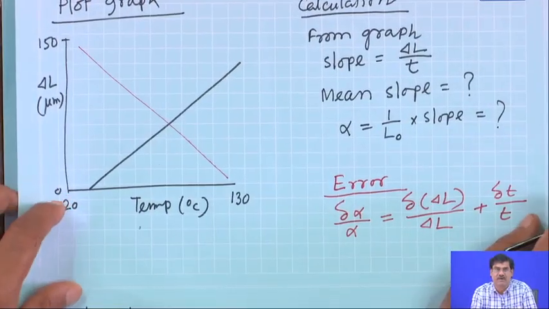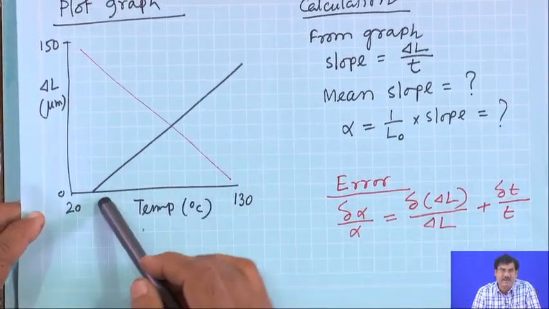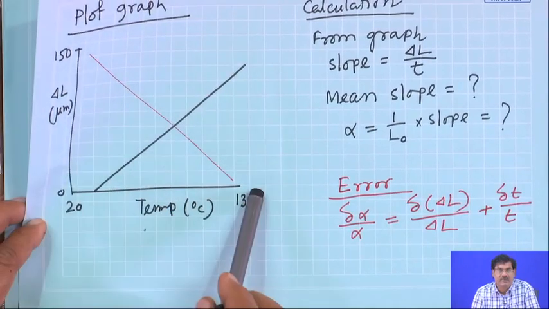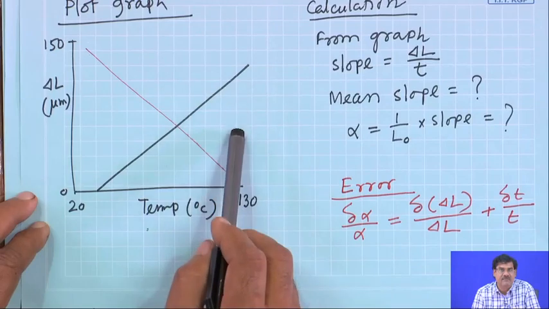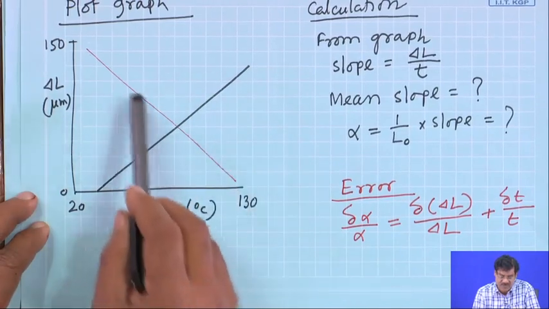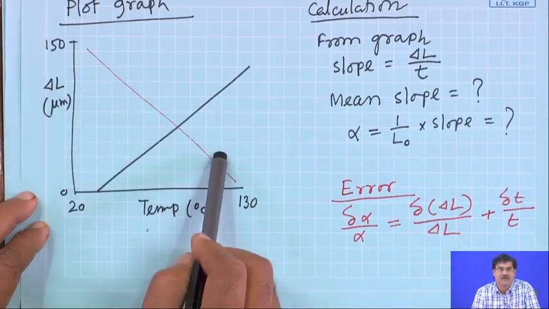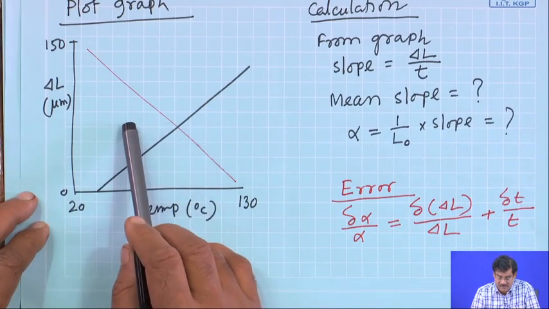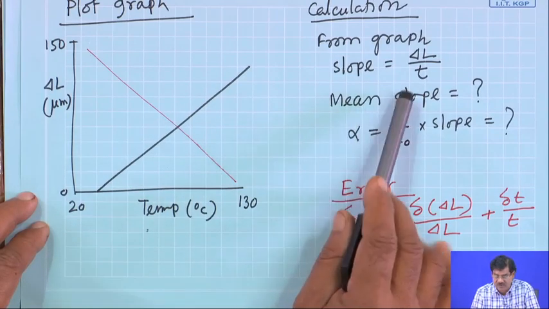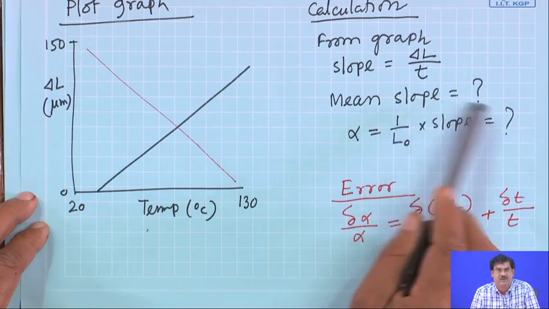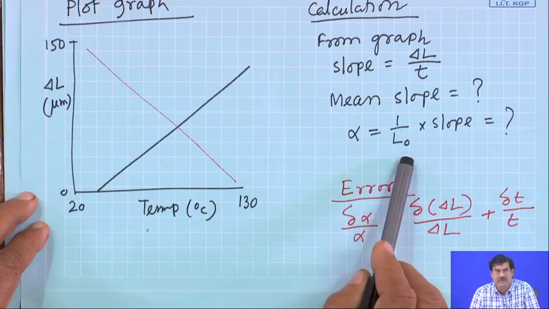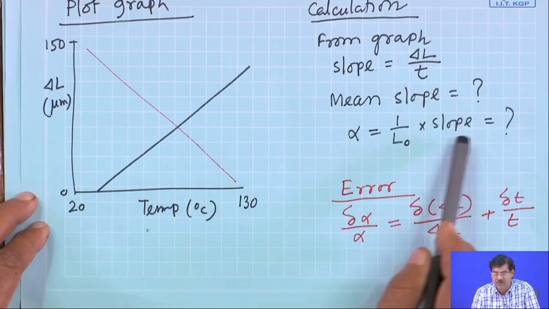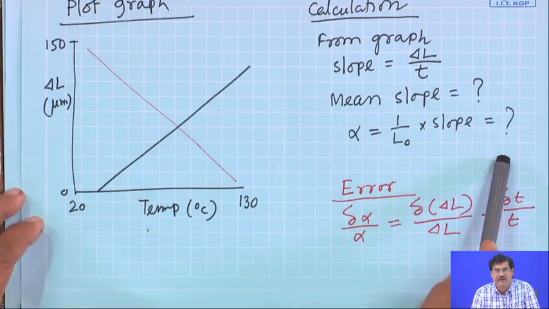So let us plot the graph. You can plot heating and cooling in the same graph, or you can use separate graphs. Then find out the slope of these two graphs, and take the average of these two slopes, the mean slope, and then calculate alpha. L0 is 5 centimeter, and with the slope you got from this graph, you will get the result.